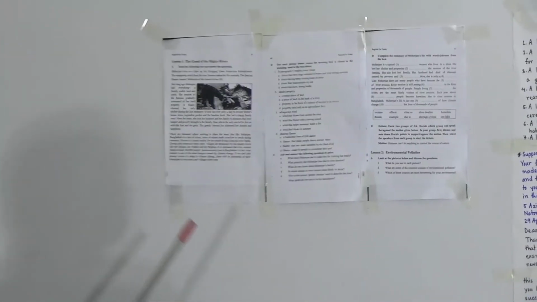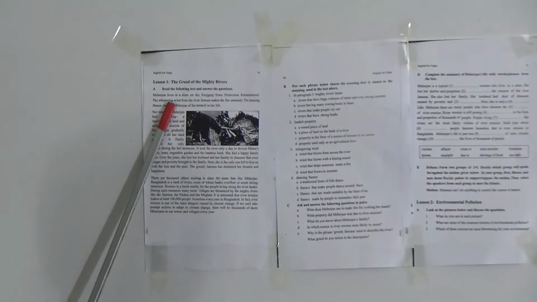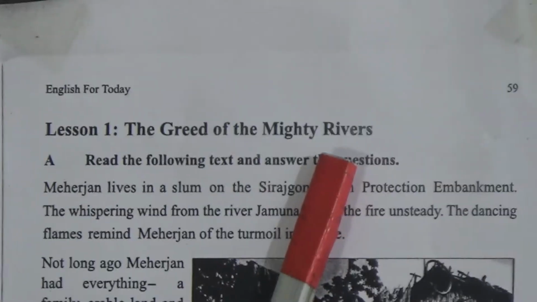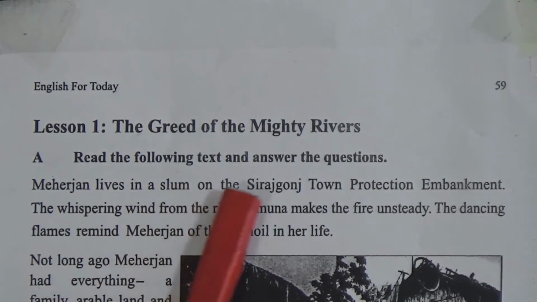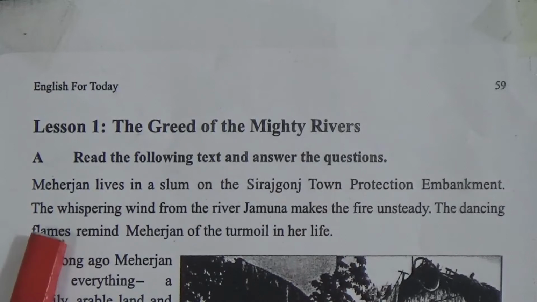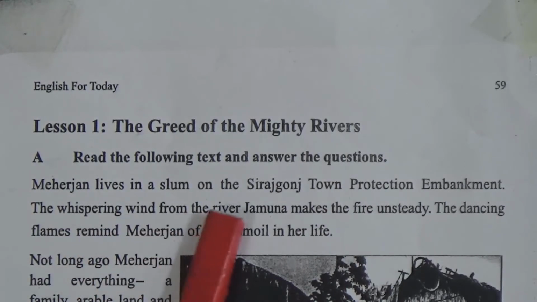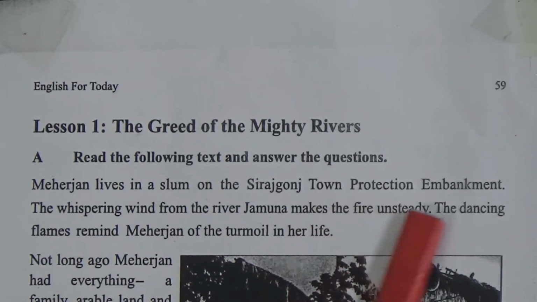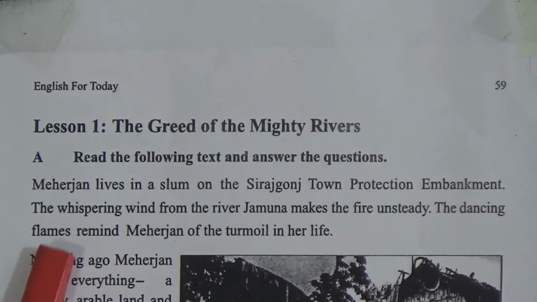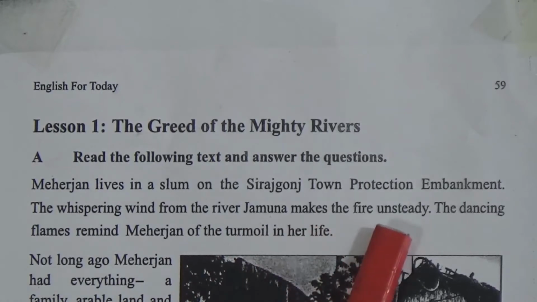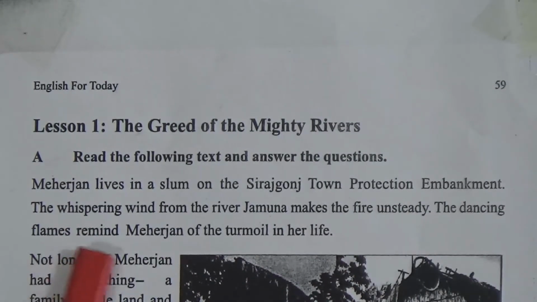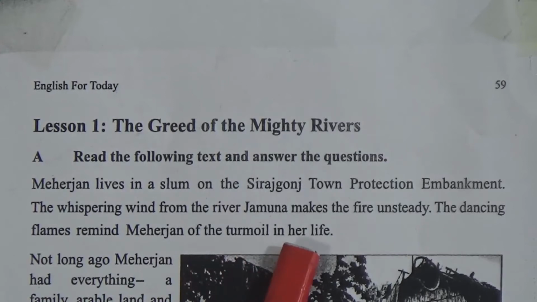So Lesson 1 is, the title of this lesson is The Grid of the Mighty Rivers. So let's read the passage. Read the following text and answer the questions. Meherjan lives in a slum on the Shiraganj town protection embankment. The whispering wind from the river Jamuna makes the fire unsteady. The dancing flames remind Meherjan of the turmoil in her life.